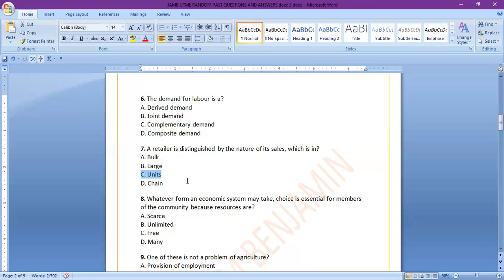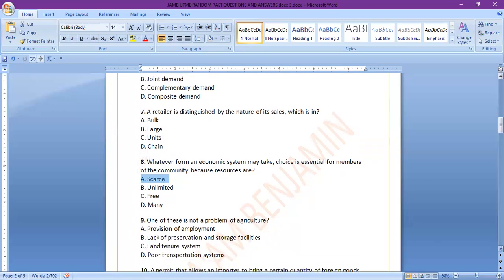Number 8, whatever form an economic system may take, choice is essentially for members of the community because resources are, this is very straightforward. A, scarce. B, unlimited. C, free. D, many. We know that resources are scarce. And then that is why we make choices, isn't it?